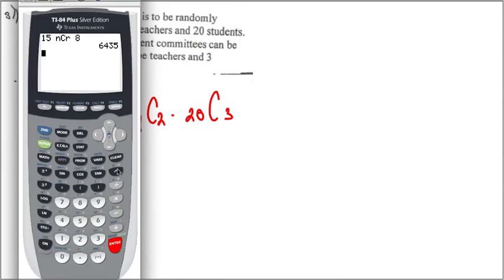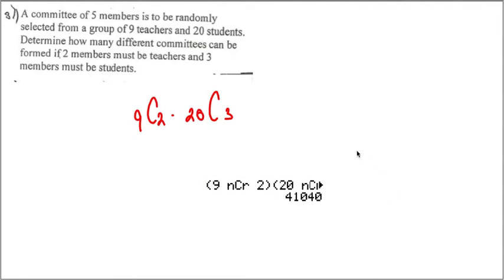Put this into the calculator here, clear. So first I'm going to put the parentheses 9 nCr 2, close parentheses, and next 20 nCr 3. Alright, then we end up getting 41040. That becomes our answer.